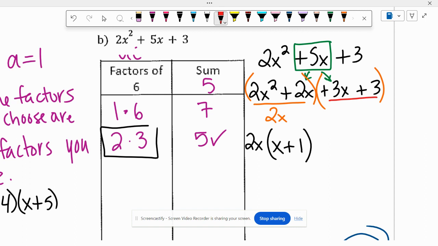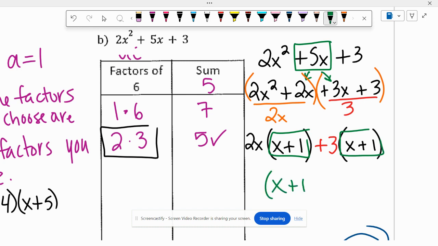Now let's look at our second grouping. What can I take out of both of those? A 3, and it's a positive 3. So I write plus 3 at the bottom. Does that make sense? Okay, so let's see. When I take out that 3, 3x divided by 3 is x, and 3 divided by 3 is a positive 1. Do I have the repeated term, the copycat? Yeah, what is it? Yeah, I took an x plus 1 out of both pieces. So basically that means you took an x plus 1 out of the whole problem. What do you have left?